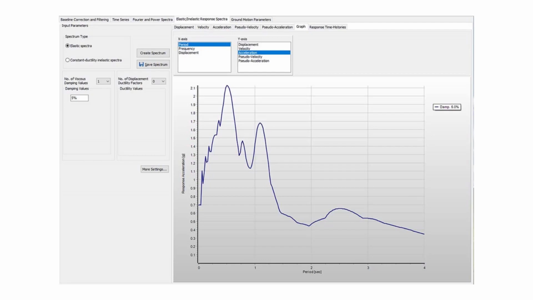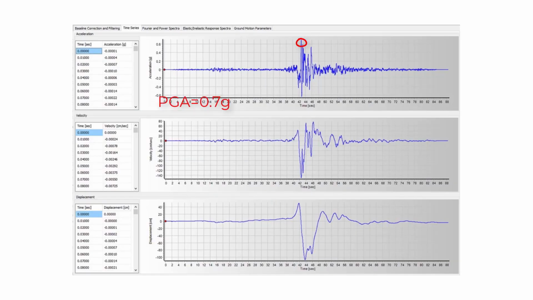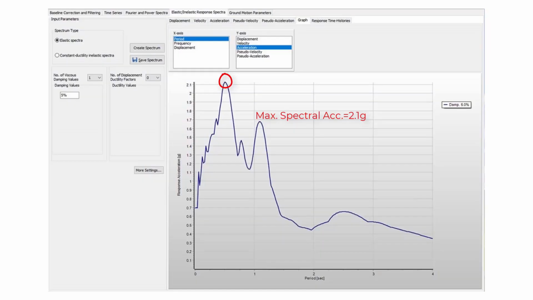So this is the plot of acceleration versus the natural time period, and all these data correspond to a particular station. Now here you can see that the peak ground acceleration, that is the PGA, was recorded at around 0.7 g, and the maximum spectral acceleration is around 2.1 g. Just to let you know, this g is generally used for representation, which is the acceleration due to gravity. So the seismic acceleration is normally represented in terms of g or as a percentage of g.